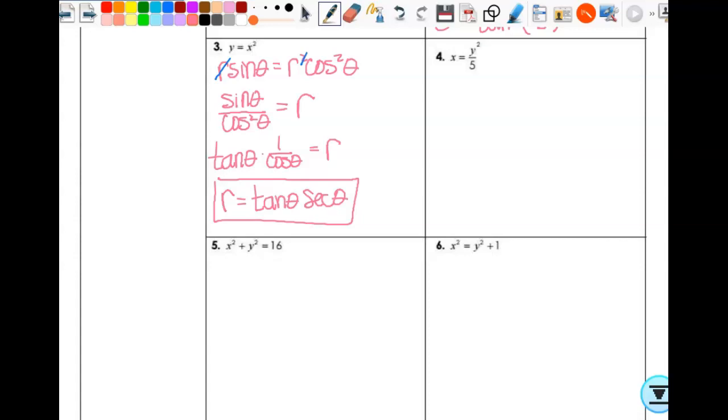So on number 4, I'm going to start by multiplying both sides by 5. So we get 5x equals y squared. You work on that one.